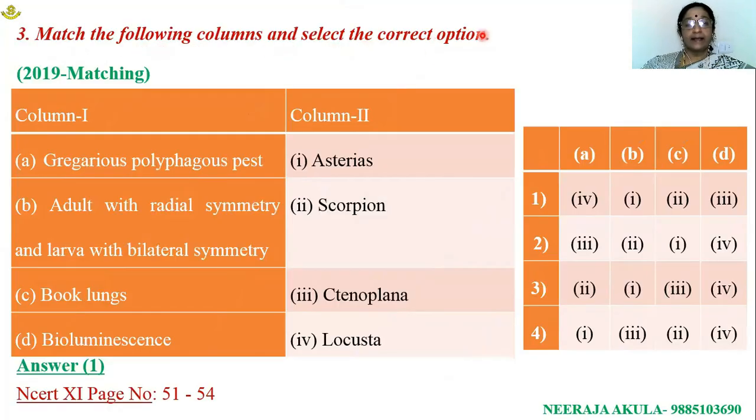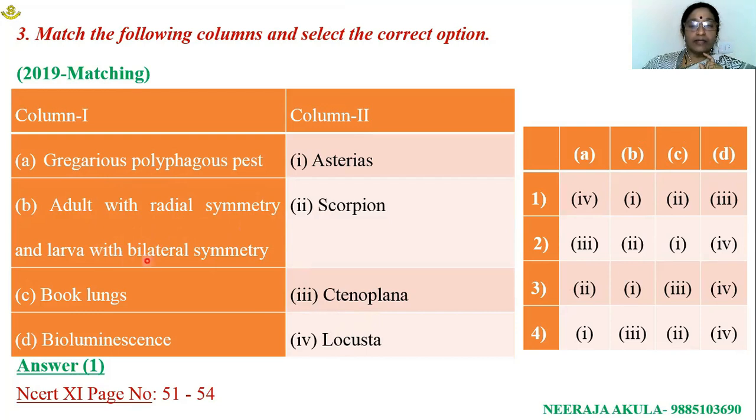Match the following columns and select the correct option. Same type of question appeared in 2019 also. So here, gregarious polyphagous pest. Adult with radial symmetry and larva with bilateral symmetry. Book lungs, bioluminescence. So gregarious polyphagous pest: locust is the organism which is a direct NCERT example.